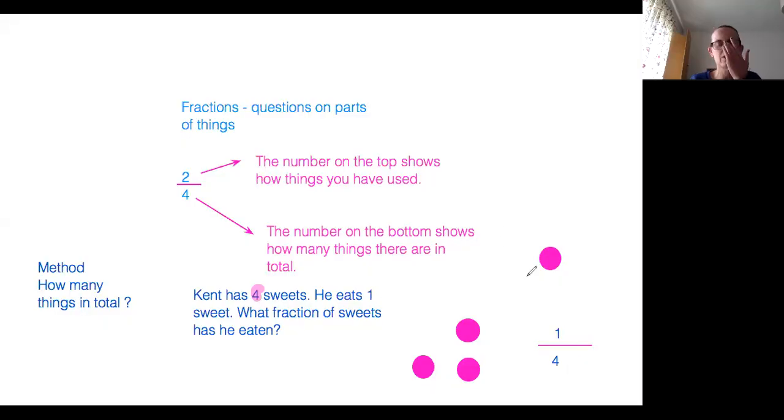That's how you work out questions that actually ask you parts of things. Work out how many things there are in total, and then work out how many things have been used. And if you do the things in total first, that will give you your bottom number. And that means that if you get stuck or get lost, you know that you're just looking for the other number there, which would be number 1.